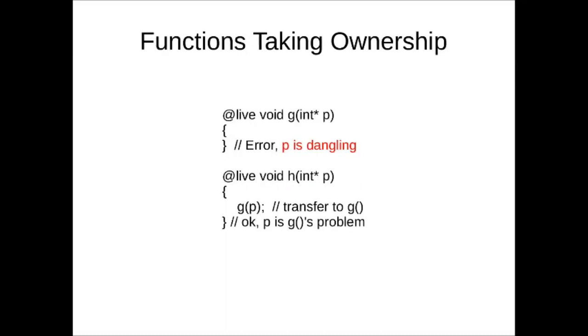Here's another example of this in action. The function h is taking ownership of its parameter p and disposes of p by moving it to function g. p is then g's problem, but g doesn't do anything with p. p is live on exit, and the classic dangling pointer is diagnosed.